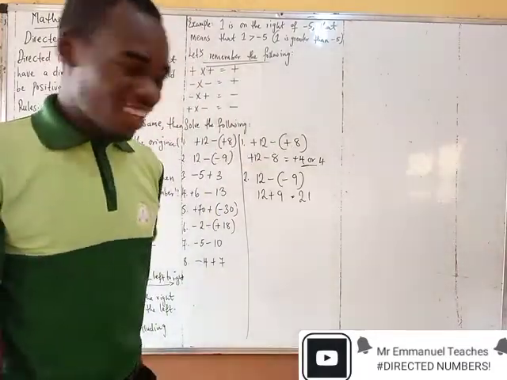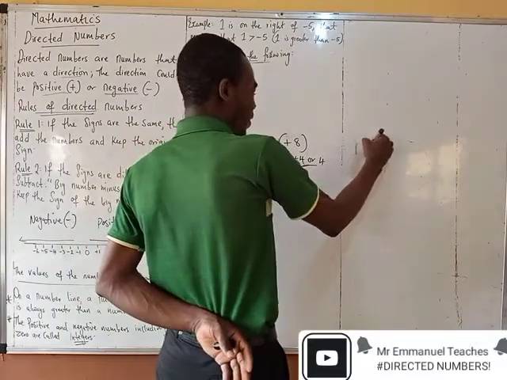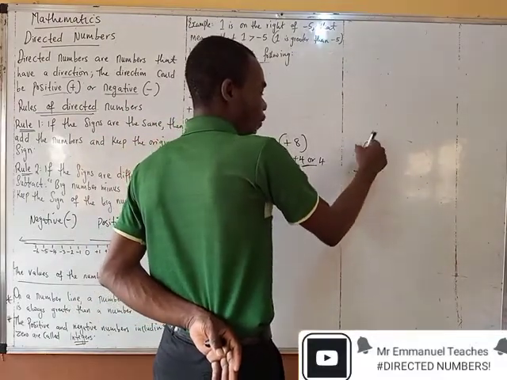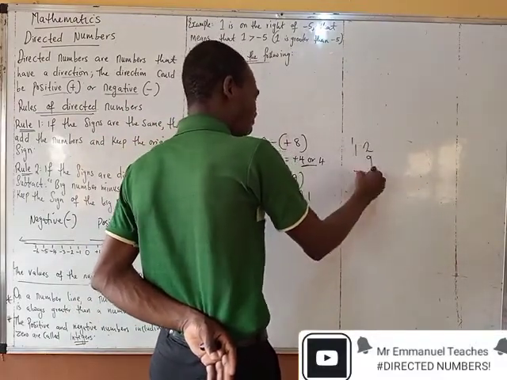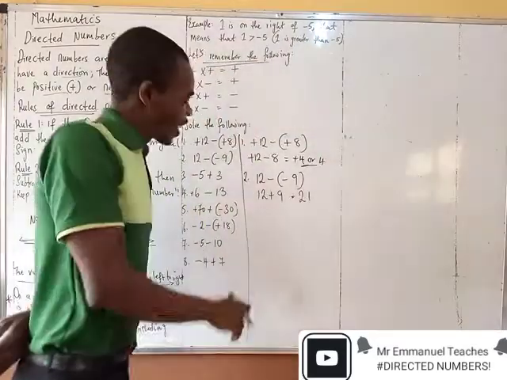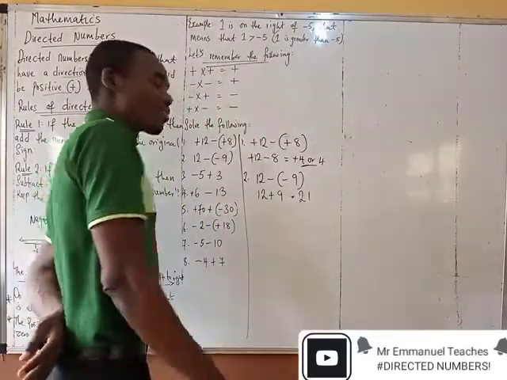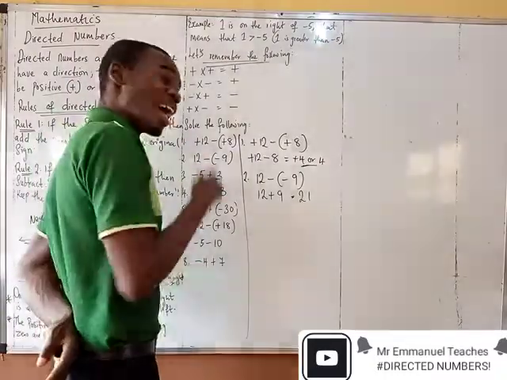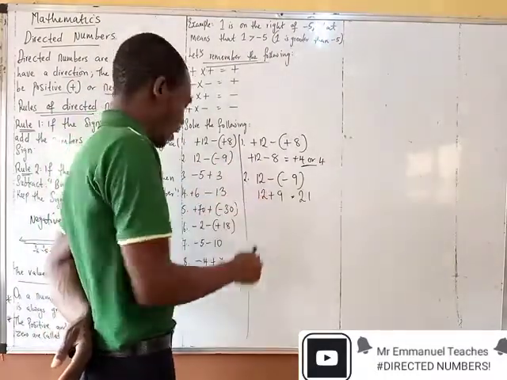Is it 21? Are you sure? Alright, let us check. 12 plus 9. 9 plus 2 is 11. Write one, carry one. It's 21 now. Why are you looking at me like maybe you are not sure? Or you think maybe I want to confuse you. Alright. You have to pay attention to details.